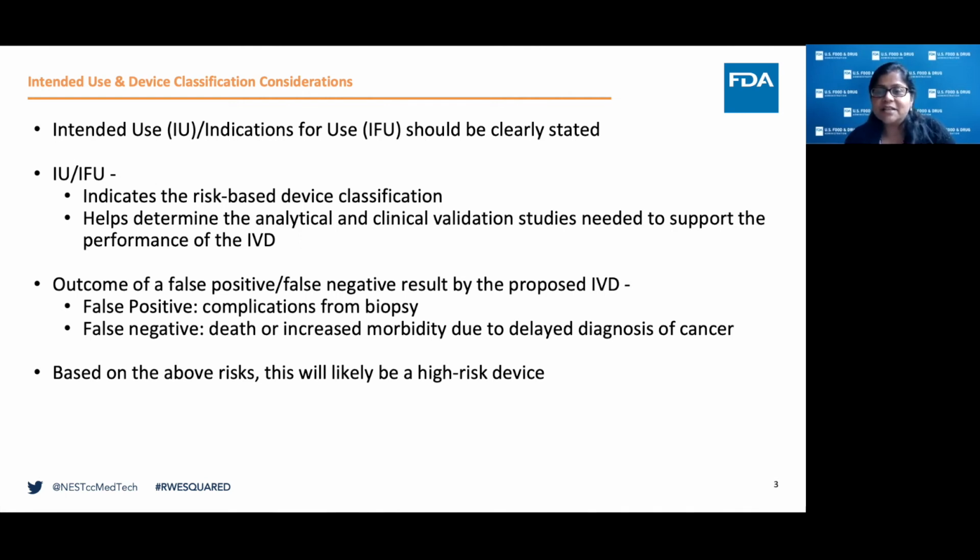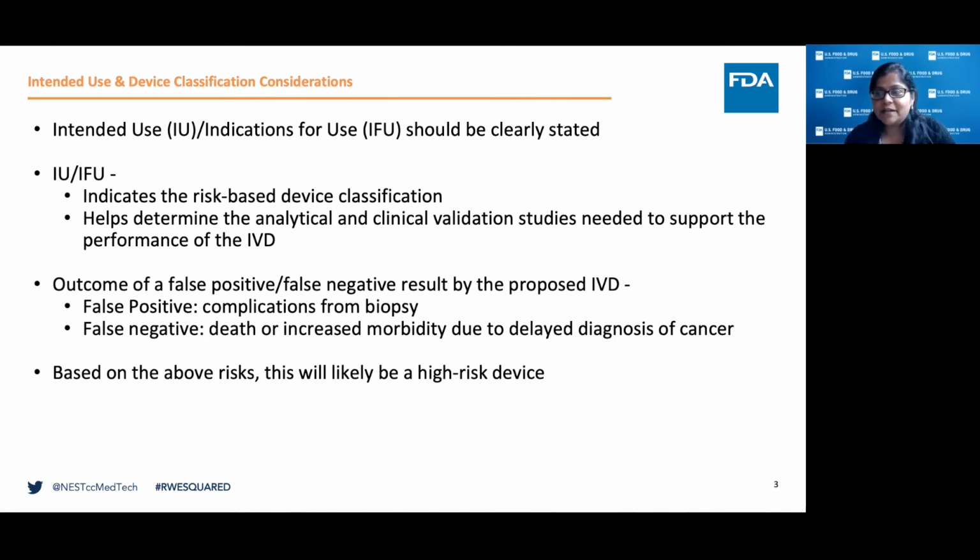So the information in the intended use and indications for use is critical for FDA, as important review decisions such as the risk-based device classification and the type of analytical and clinical performance studies needed to support the device claims will be dictated by the intended use and indications for use statement. So let me explain what I mean.